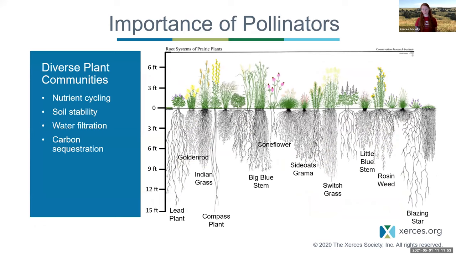And we can see the effects of pollination in many different ways in our natural areas. And one of those is maintaining diverse plant communities. So as the plants are allowed to grow and reproduce, they keep the ecosystem stable, right? They're helping with nutrient cycling in the soil. They help with soil stability, they help filter water, the plants themselves can sequester carbon. And you can see just how deep some of these roots go underground in the prairie, where goldenrods, that's a common one that people know, can get down to about 7 feet underground, which is very impressive.